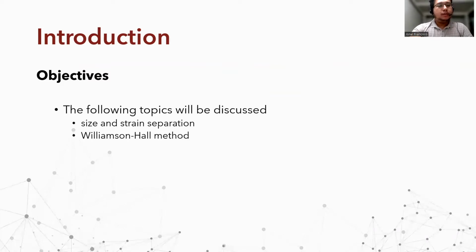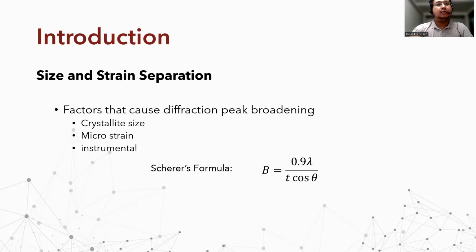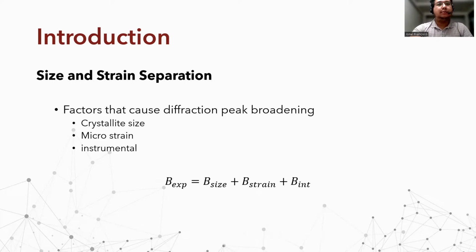As we know, there are several factors that cause broadening in the diffraction peaks. These are crystallite size, the presence of microstrain, and the instrument. These factors are conveniently measured using the full width at half maximum of the diffraction peaks. The full width at half maximum is in radians and calculated using the Scherrer formula. From these factors, we can say that the experimental or observed FWHM is equal to the sum of all these factors, as represented by the equation here.